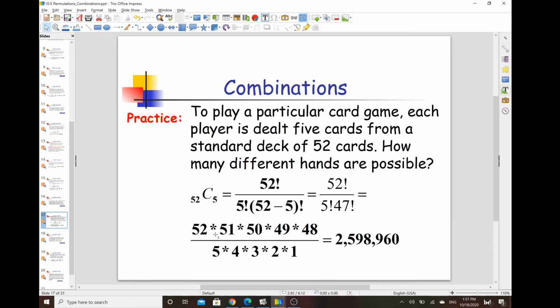So try to expand it all the way to 48, because 47 factorial got canceled. And then the denominator, we got 5 times 4 times 3 times 2 times 1, which is just the 5 factorial. So try to reduce. So 5 goes into 50 10 times. And then 4 goes into 52 13 times. And then 3 goes into 51 17 times, excuse me. And then 2 goes into 48. After you reduce, multiply the rest of the numbers. So we got 2,598,960.